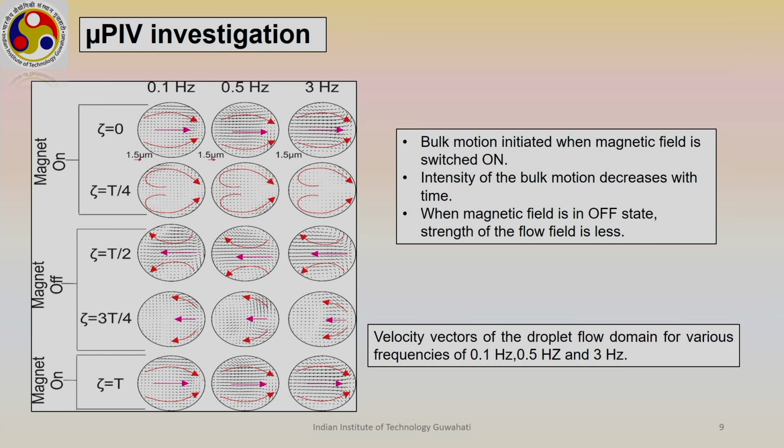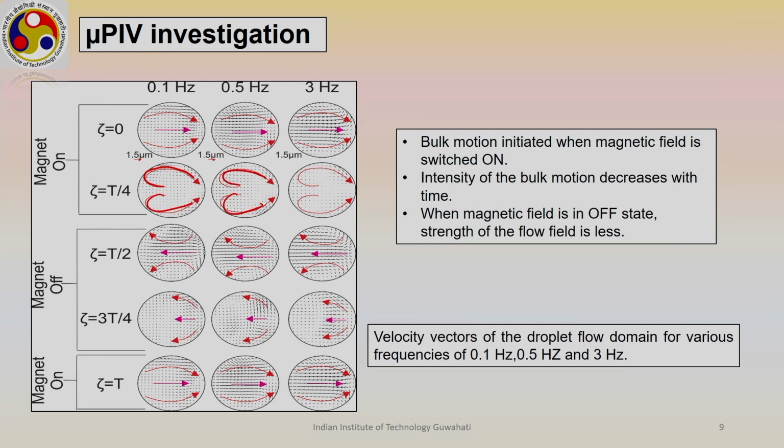We saw from the bright field visualization that the particles are moving towards the magnet, but now we have seen that because of the magnetic nanoparticle movement, we will have fluid velocity, and that we have captured using the seeding particles, the tracer particles. When tau is equal to 0, the particles start moving towards the magnet. When tau is equal to T by 4, we still have a bulk movement towards the magnet, that means the magnet is still in the on mode, but the fluid velocity vectors now show a different movement pattern.